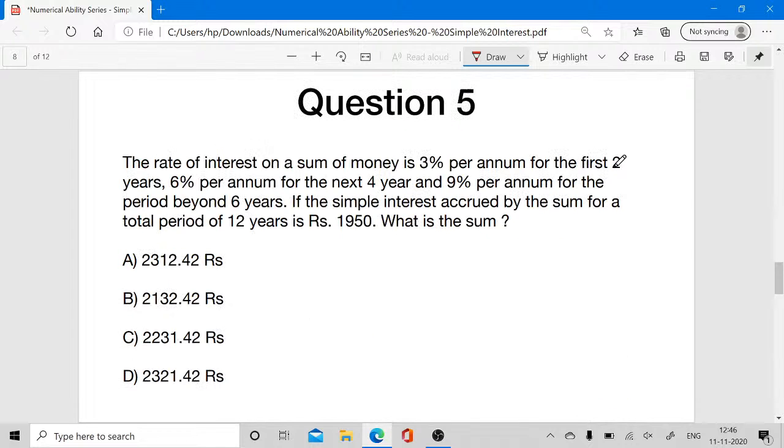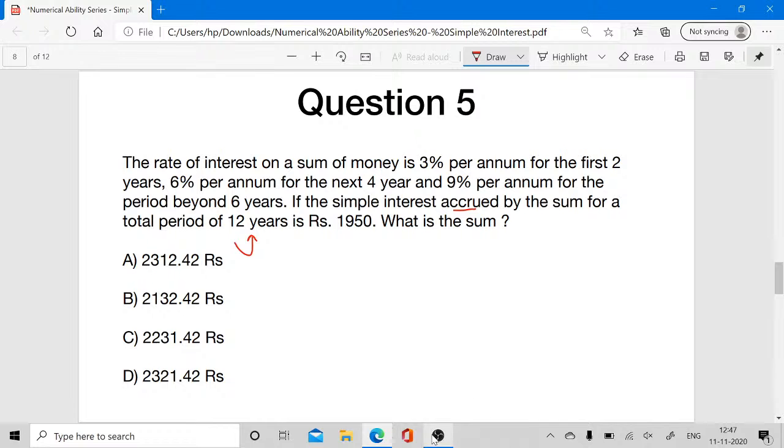The rate of interest on a sum of money is 3% per annum for the first 2 years, 6% per annum for the next 4 years, and 9% per annum for a period beyond 6 years. If the simple interest accrued, which means the same, okay, by the sum for a total period of 12 years is rupees 9050, what is the sum?